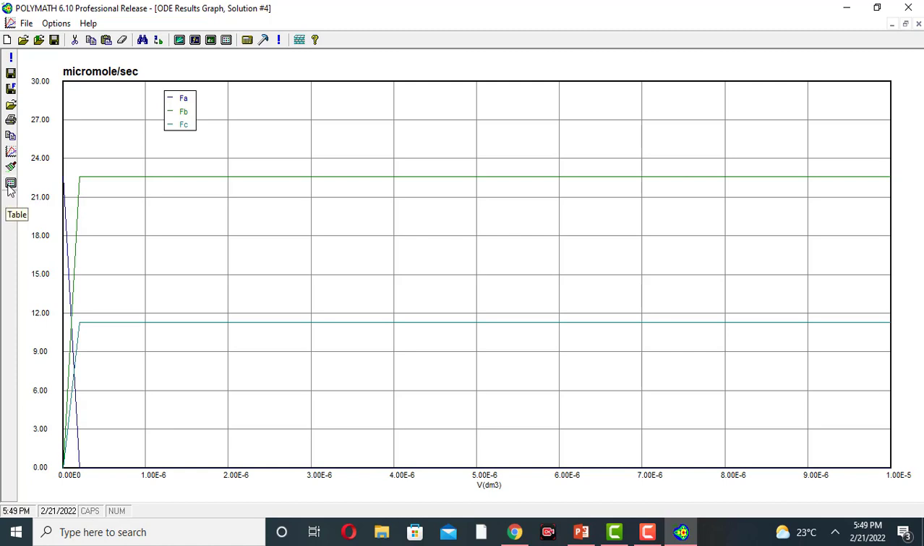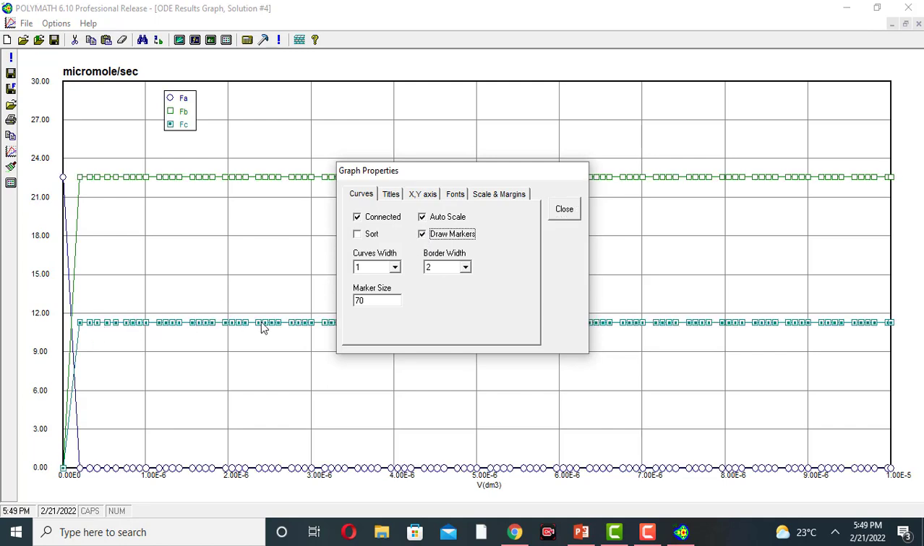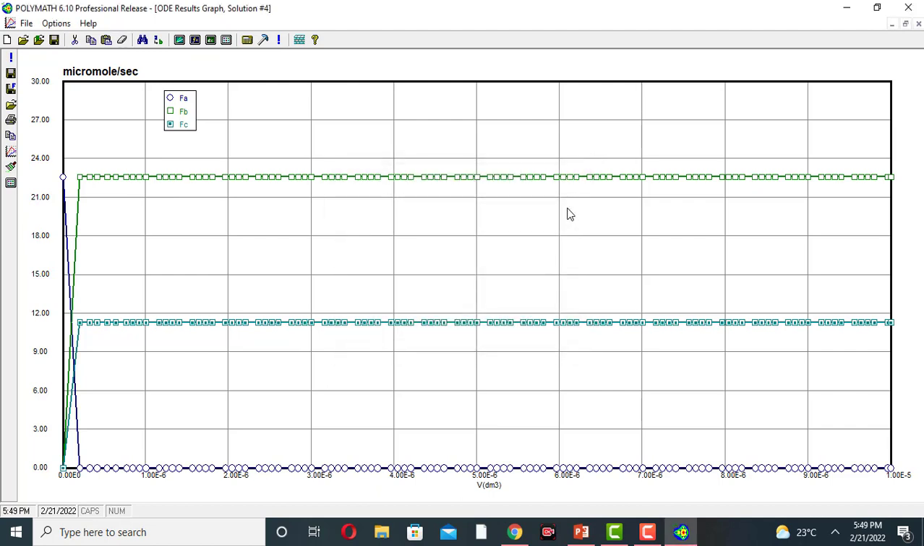This is the table. This is the design. These are the curves. So you can design. In design you should connect the points, auto scale, draw marker. So draw marker, then the curve width, you can increase the width. The marker scale is the border width. You can increase the border width and click on close.